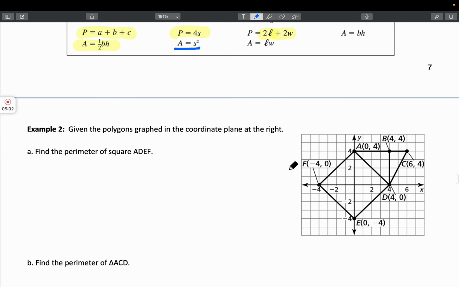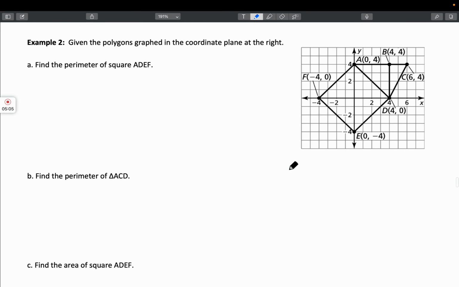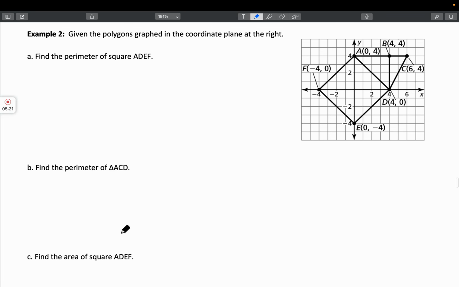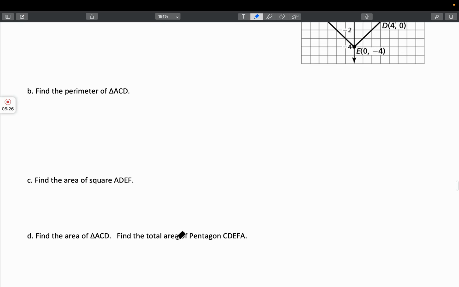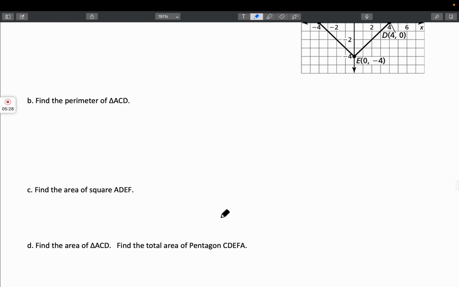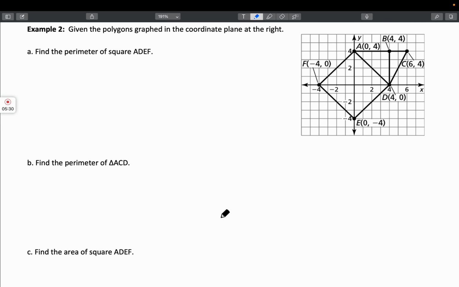All right, let's get into a few examples here. Example 2 asks us to find the perimeter of the square ADEF that is graphed in the coordinate plane, and then to find the perimeter of triangle ACD that is graphed in the coordinate plane, and then to also find the area of those two figures as well, and in the end to add up and find the total area of this 5-sided polygon. Okay, let's start off by taking a look at the perimeter of the square.